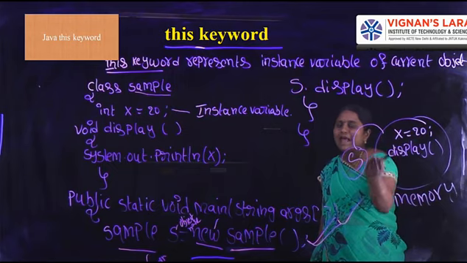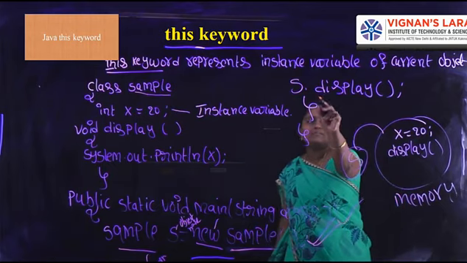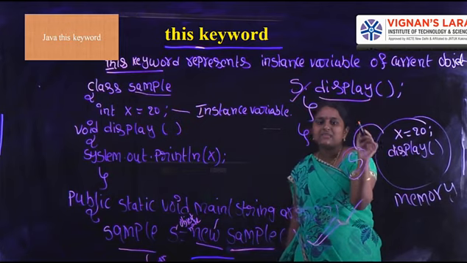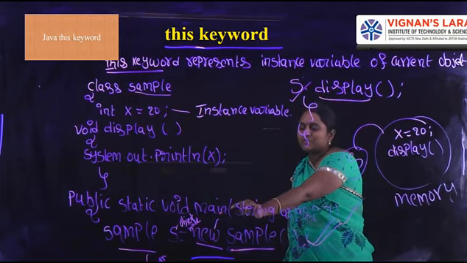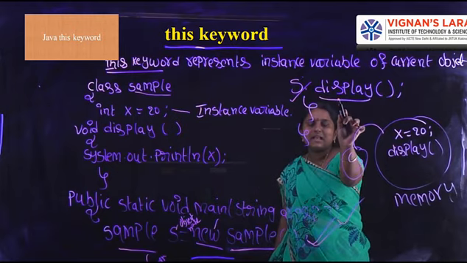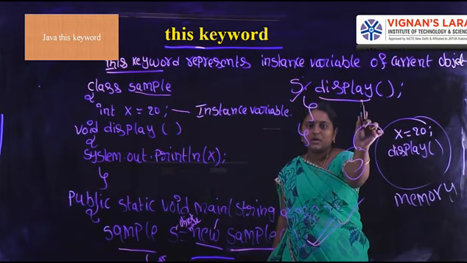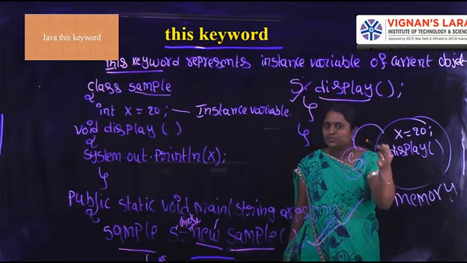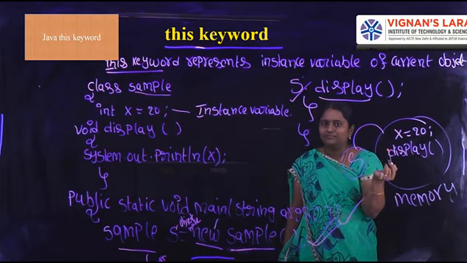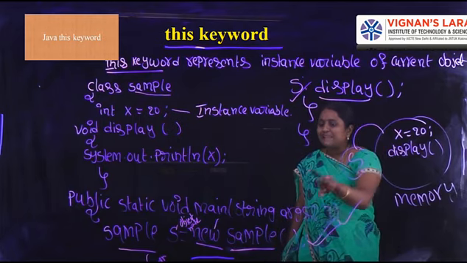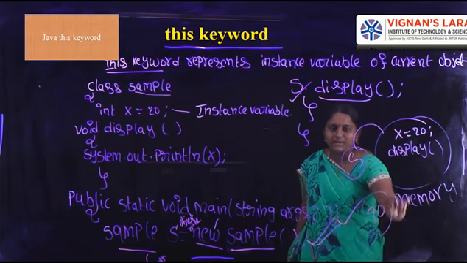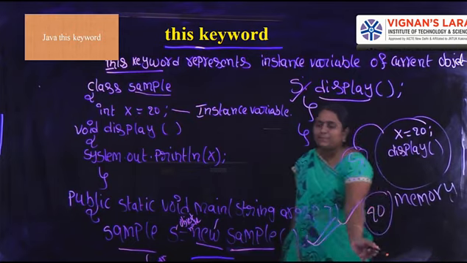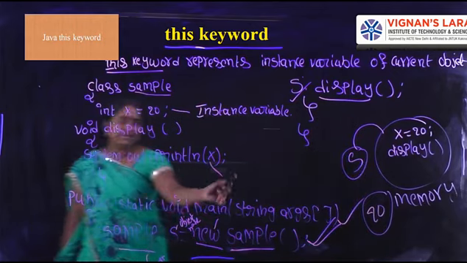How can we access instance methods in our program? Through the object name. The syntax for accessing instance methods is object name dot method name. Here our object name is s and our method name is display, so s.display(). If you compile and run this program, what output do we get? The x value, 20.